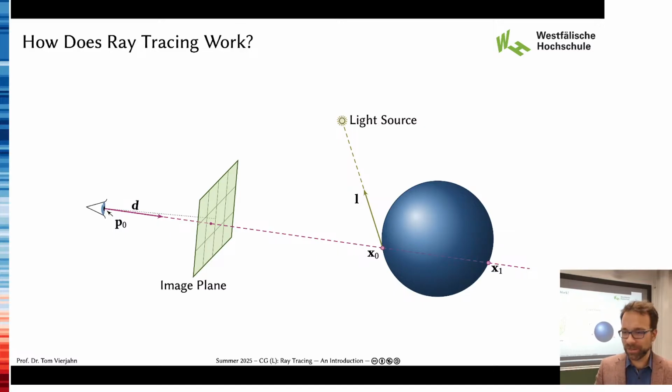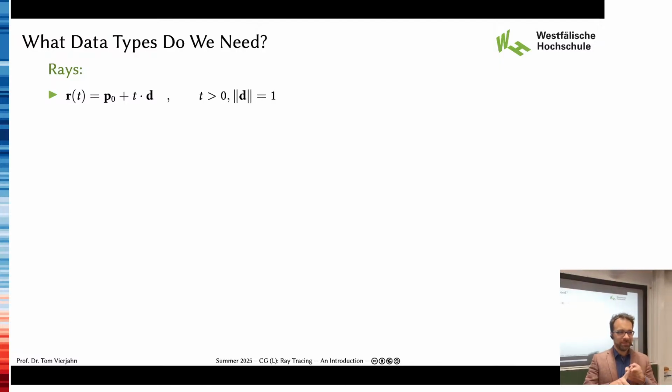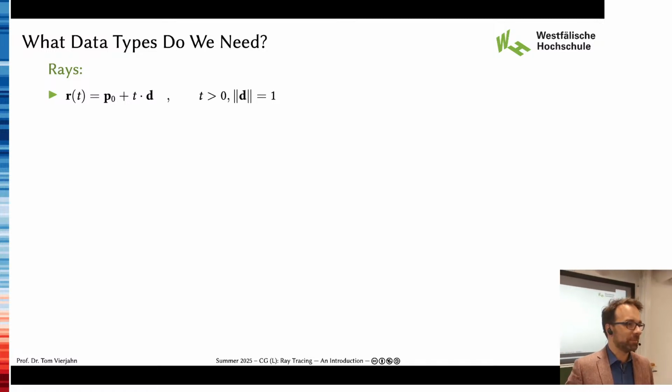Okay, you need a bit of math. But hopefully, just the math that you learned in school. Not much more. So, what do we need? We need rays, apparently, because it's ray tracing. And what is a ray? If you look at this formula, does this look somehow familiar?